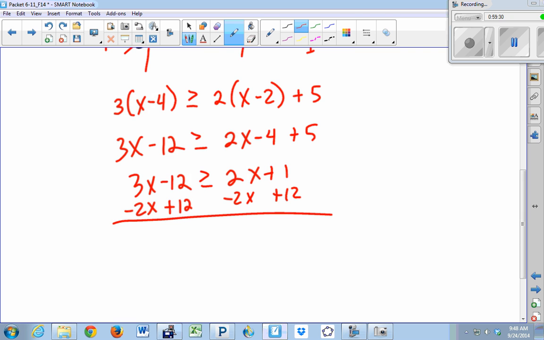I see that on your papers a lot of times, right? We don't want to take the time to. So I get 1x on this side, and I get 13 on that side, and I'm done. I don't have to worry about any sign changes. So if I represent this solution set with interval notation, it begins at 13 with a staple, my bracket, and it goes all the way out to positive infinity with a parenthesis.